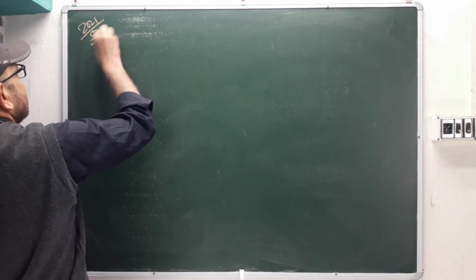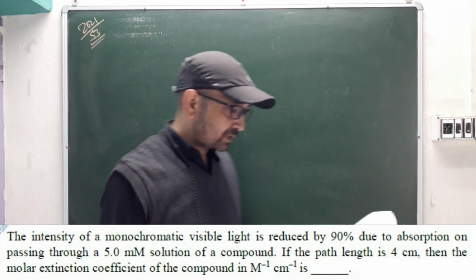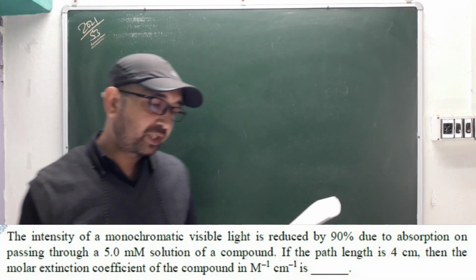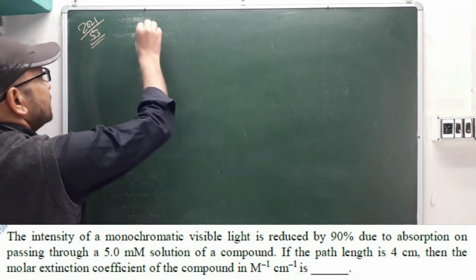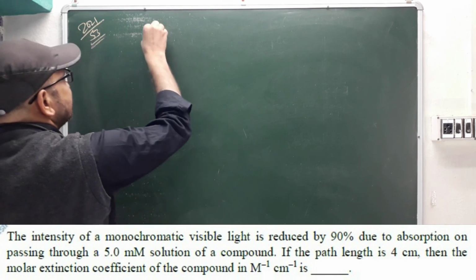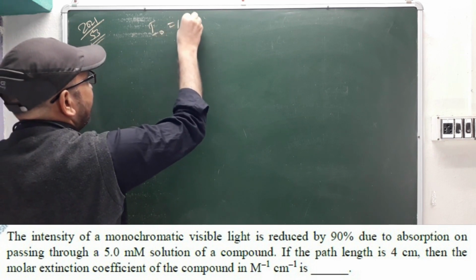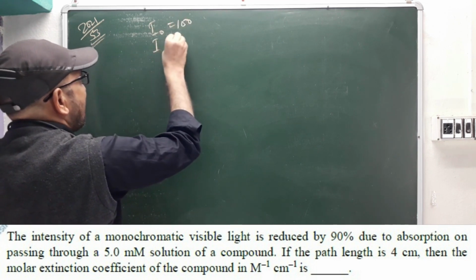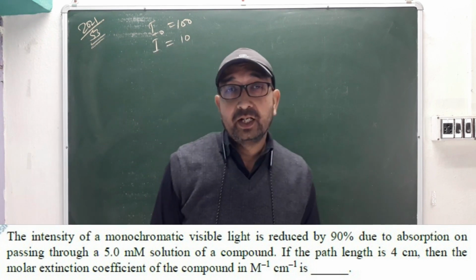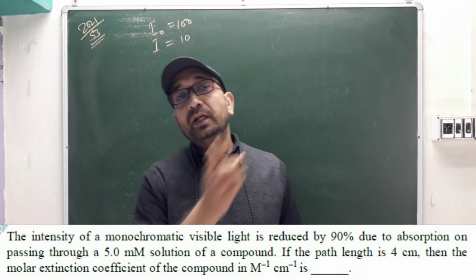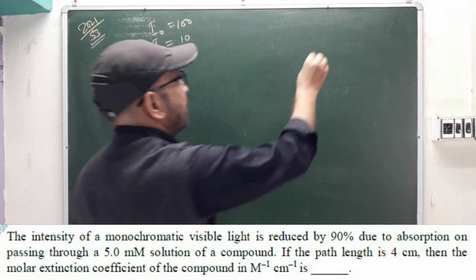Question number 53. You can see on the screen what they are asking. The intensity of a monochromatic visible light is reduced by 90%. It has reduced by 90%. Means they are saying that if I0 is 100, then I will be 10, because 90% has reduced, correct? So let the incident radiation be 100, correct?